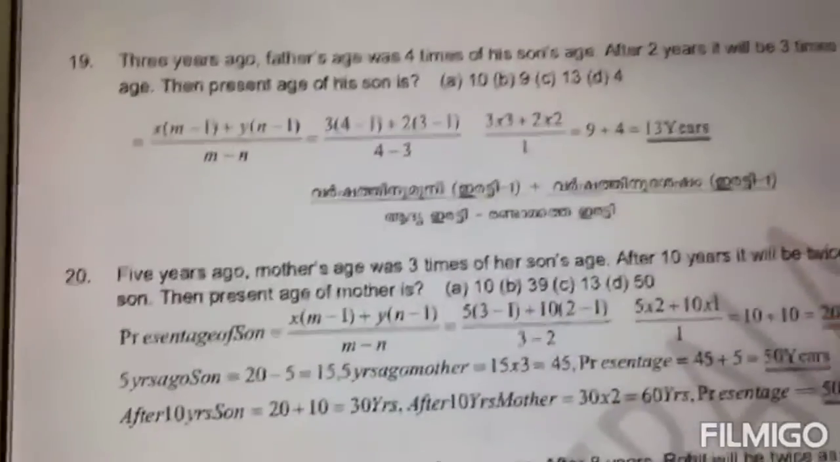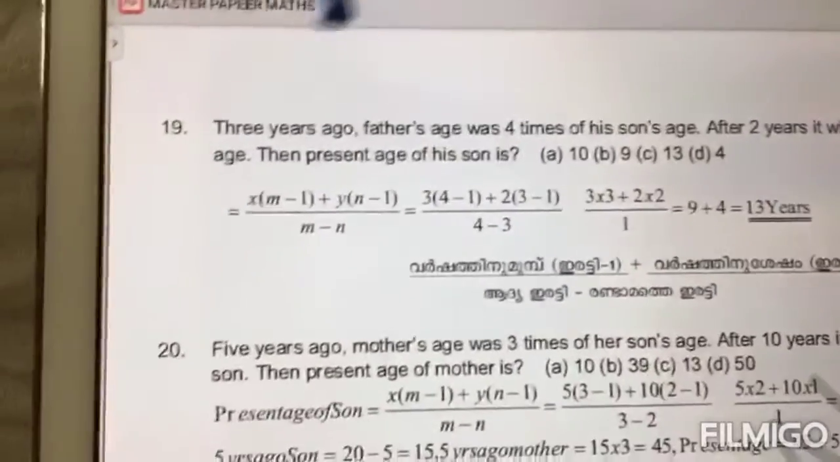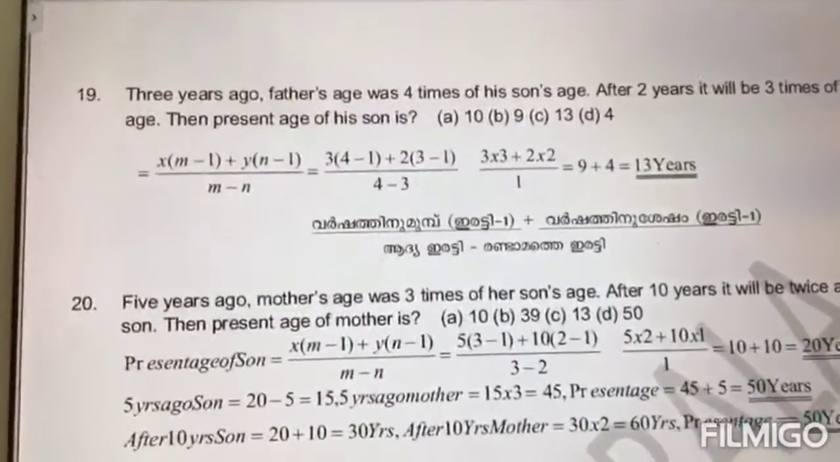I hope you are following us. Now let's do number 19. I hope 18 is clear.